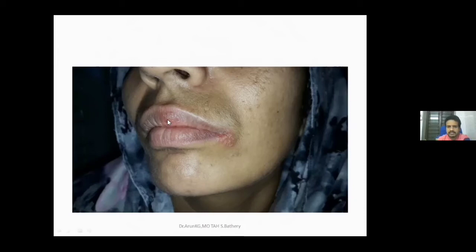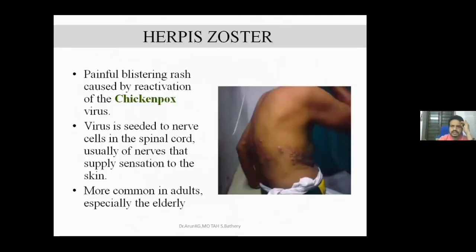With some erosions, the clusters combine to form larger lesions, with or without fever. In those with herpes simplex coming for the first time, there will be fever, and in those with recurring herpes simplex, the chance of fever is very less. So with clustered vesicles in the nasolabial area, we can confirm that it's herpes simplex.